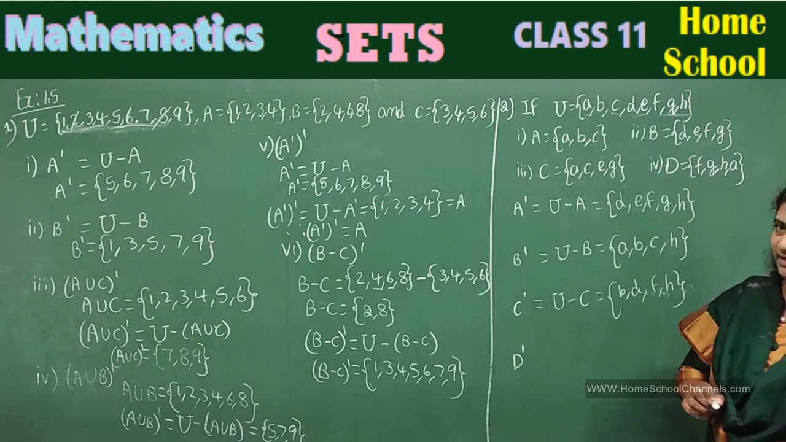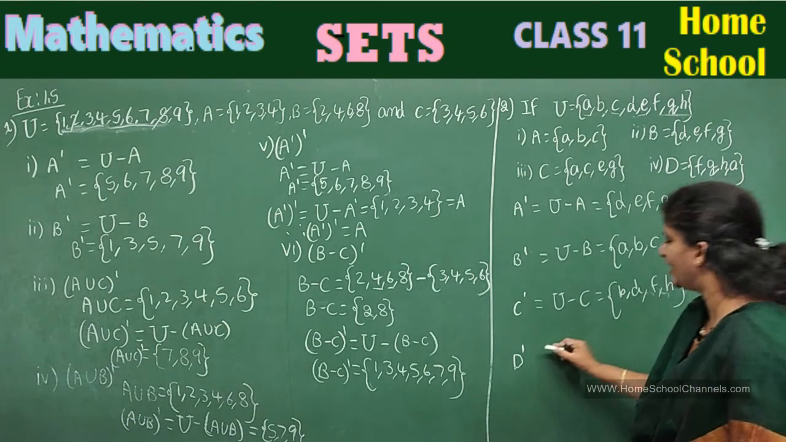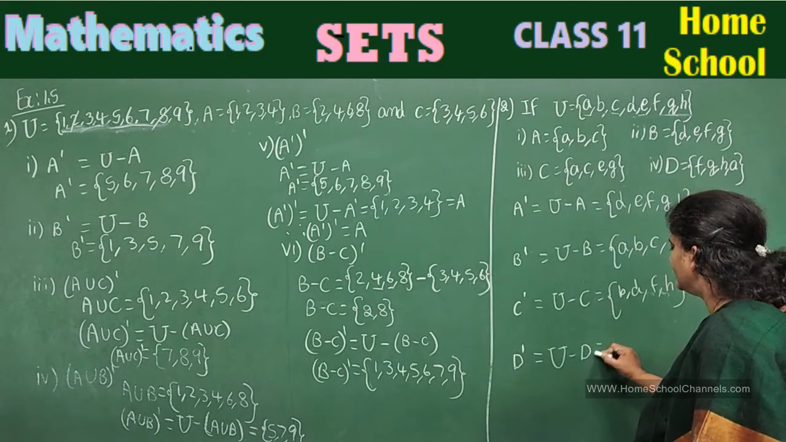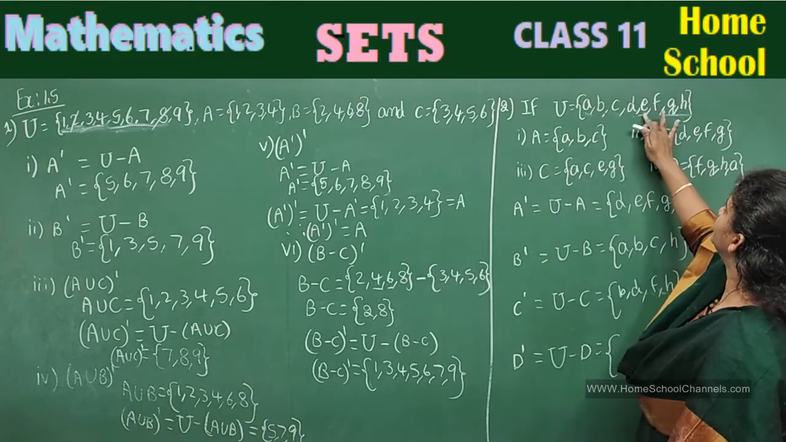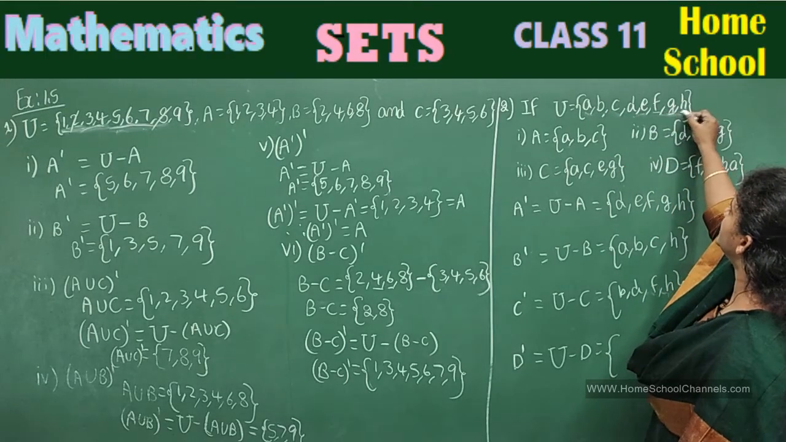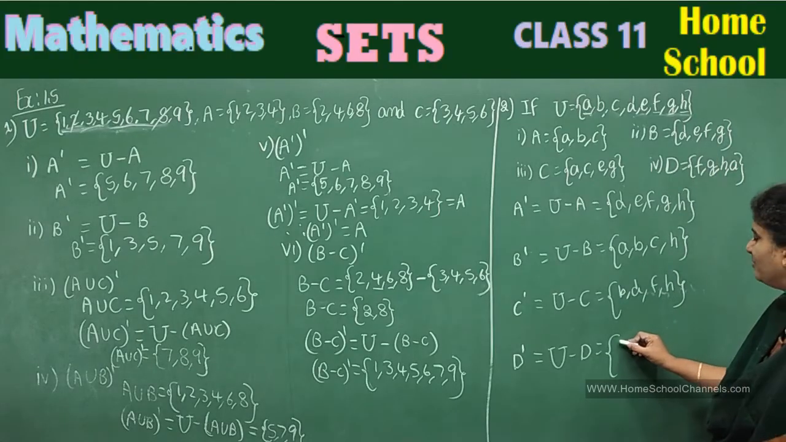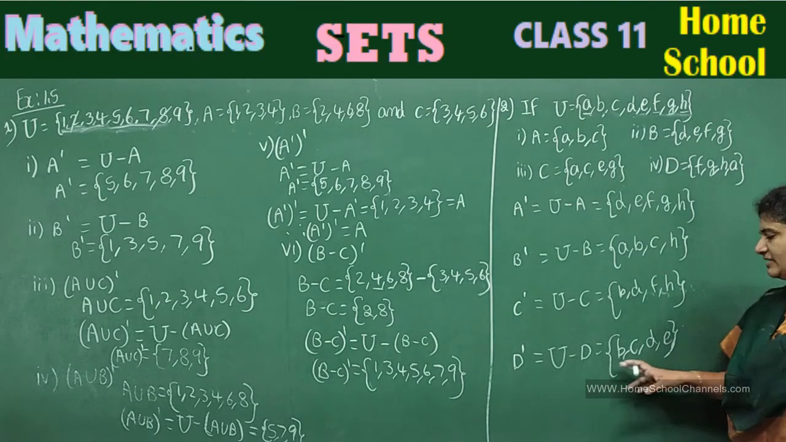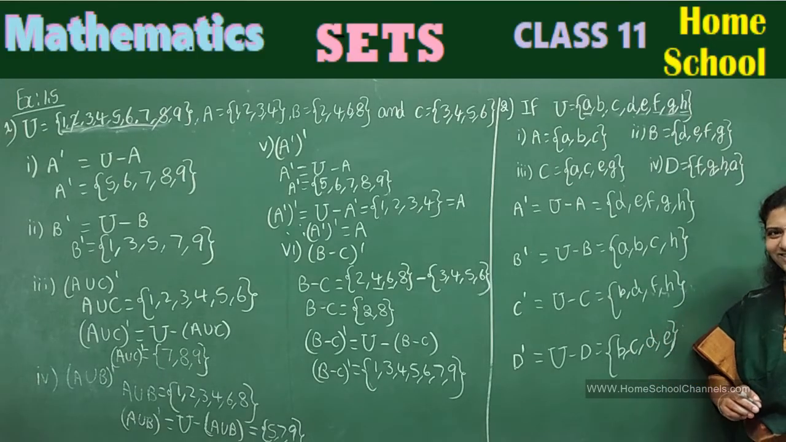This is C complement. Coming to D complement. D is equal to {f, g, h, a}. Universal set minus D set. f, g, h, a. So, other than these four elements, write the remaining: b, c, d, e. Therefore, D complement is equal to {b, c, d, e}. Okay, is this clear?